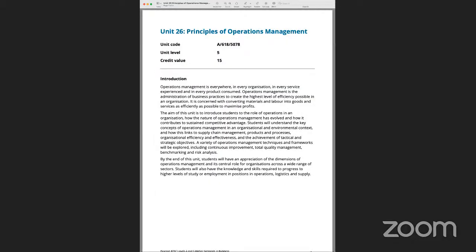So this particular video helps us understand the decision-making process, which is primarily involved in operations management. So these are all aspects of areas that we are going to look at today in terms of our coverage on the unit, which is operations management. So let me quickly switch you over to the unit spec that we are looking at. If you look at the unit introduction, the introduction talks about operations management being everywhere.